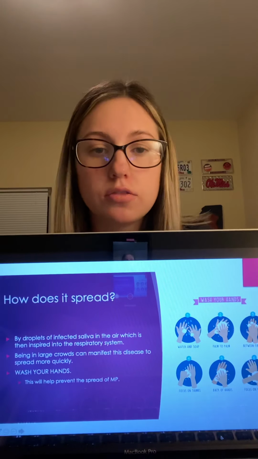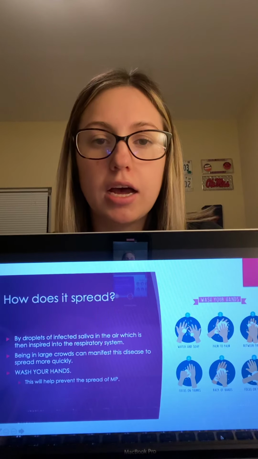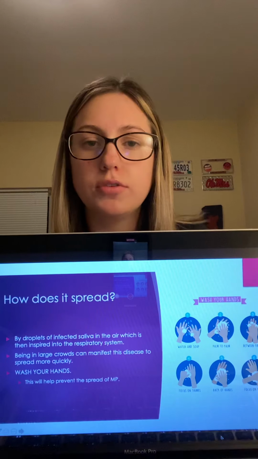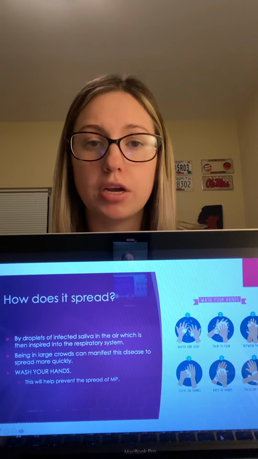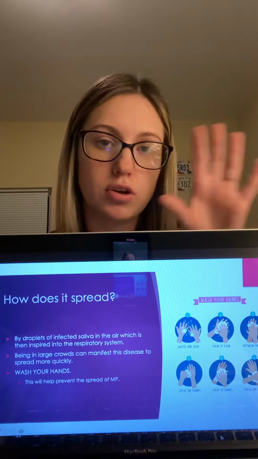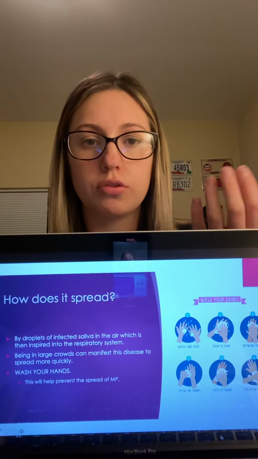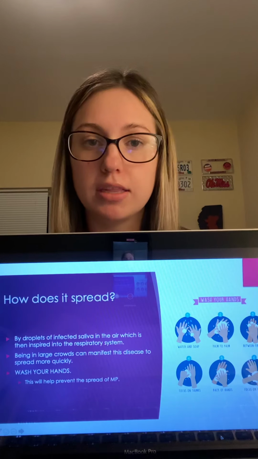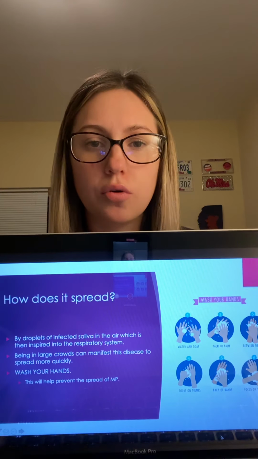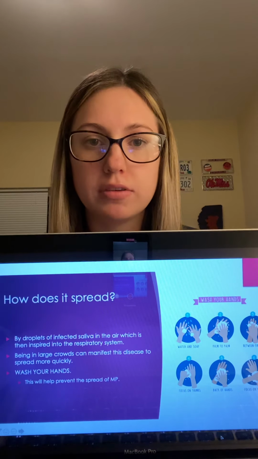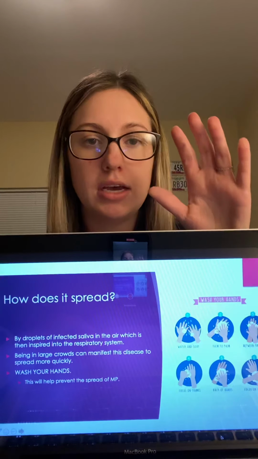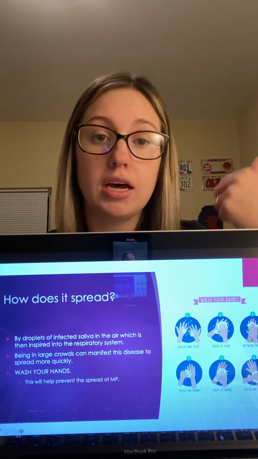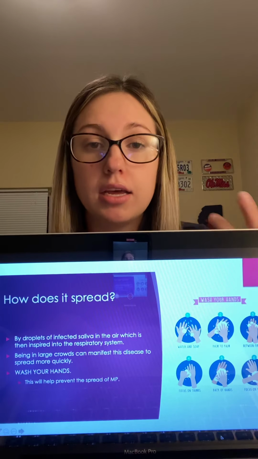All right, so this is spread through droplets in the air. So say someone coughs or sneezes and they're infected with this, so then those infected droplets are out in the air. You can walk through and breathe those in, and so then you might become infected that way. Also, poor hand hygiene. So if someone coughs in their hand and then they touch other things that you might also come in contact with, it can spread that way.